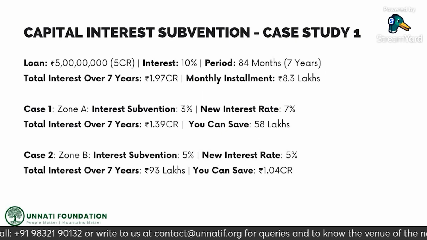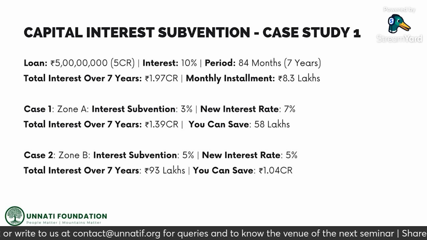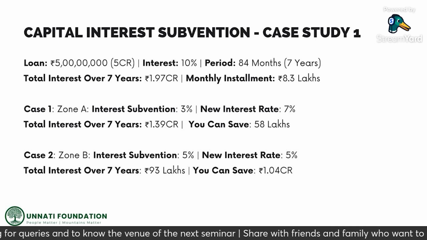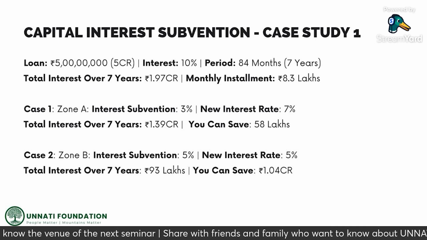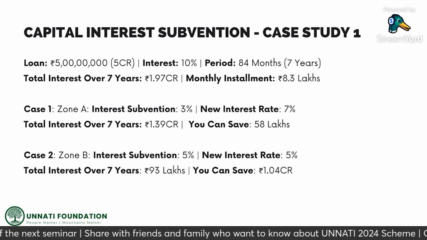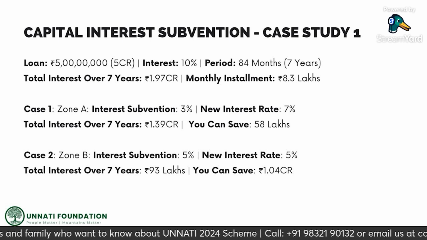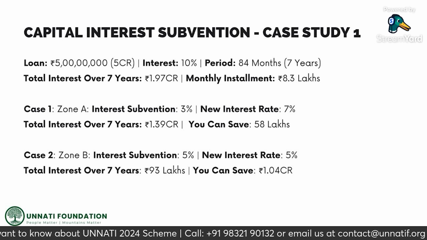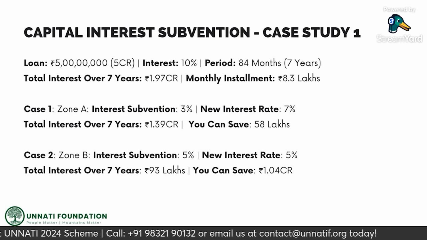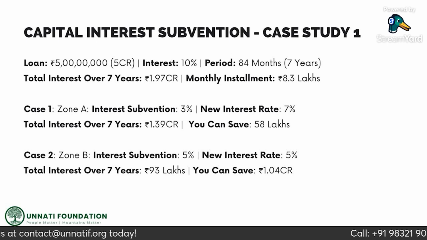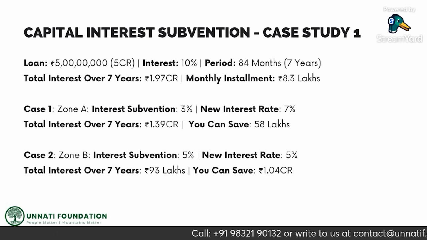For a loan of 5 crore, if we assume interest rate at 10%, total interest one pays over 7 years is 1.97 crore. For Zone A, with a 3% interest subvention, the new rate of interest is 7%. So total interest you pay is 1.39 crore and you save 58 lakhs. For Zone B, the new rate of interest will be 5% and total interest you pay is 93 lakhs and you save 1.04 crore.